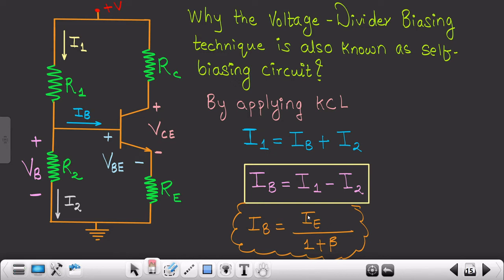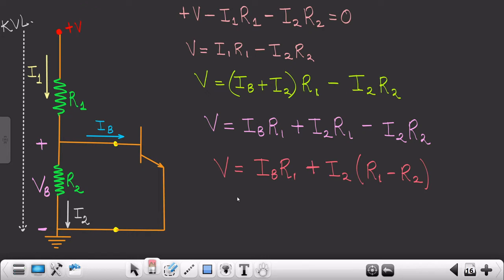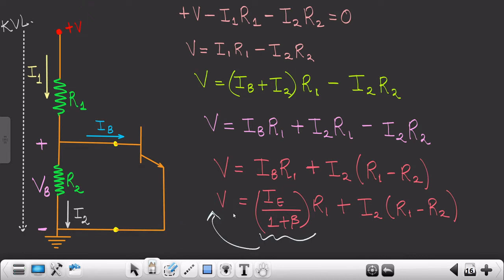I can write IB in this way, that is IB is equivalent to IE divided by 1 plus beta. Great. So IB can also be written as IE divided by 1 plus beta, bracket complete, into R1. This is your voltage V, and this is the current I2, plus I2 into R1 minus R2, right. Great. So now if I move this one to the LHS side, it would be getting subtracted, right.